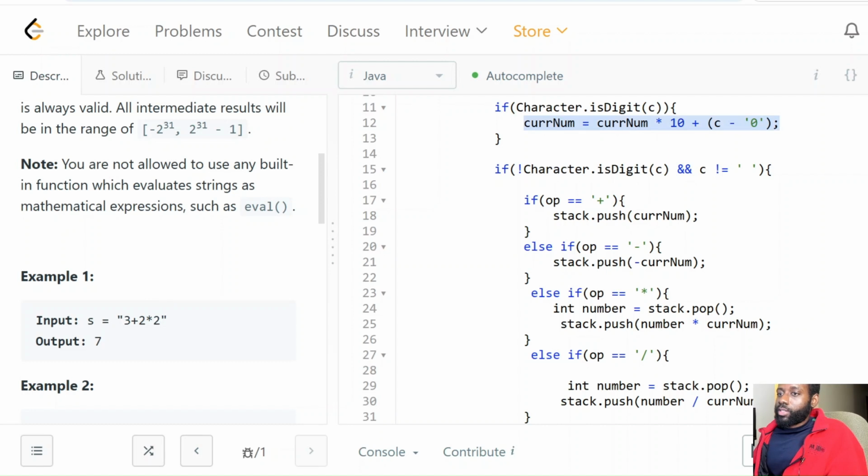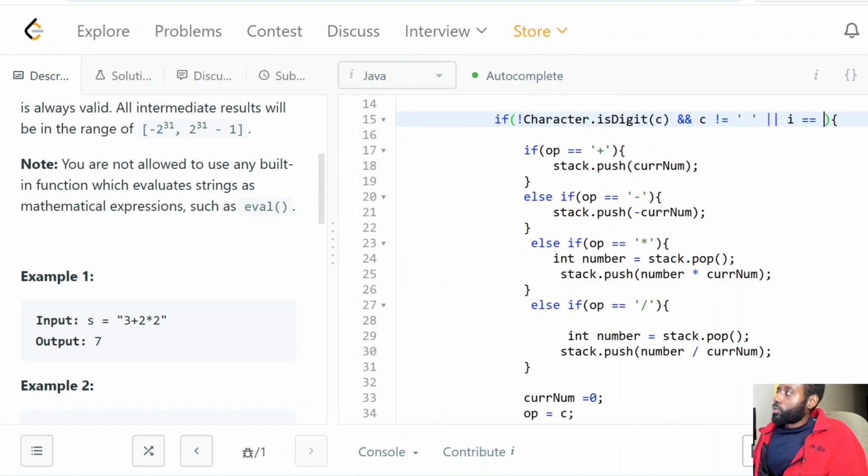And then once we go ahead and build a digit in current num, we now see we need to handle the last case where the last index is a number, a digit. So we need to account for that. If it's also the last index in the string, we're also going to evaluate the expression. It's a very important case that you guys need to take care of as well.